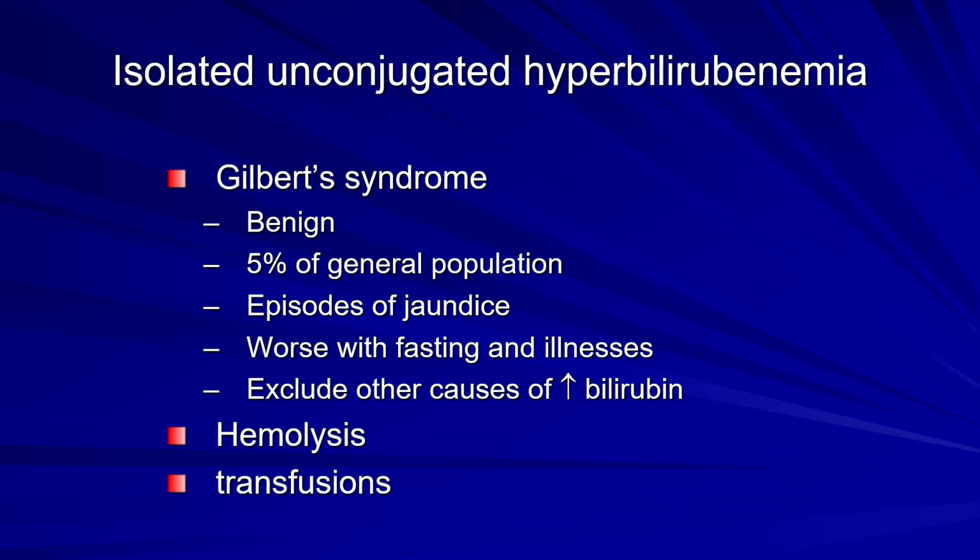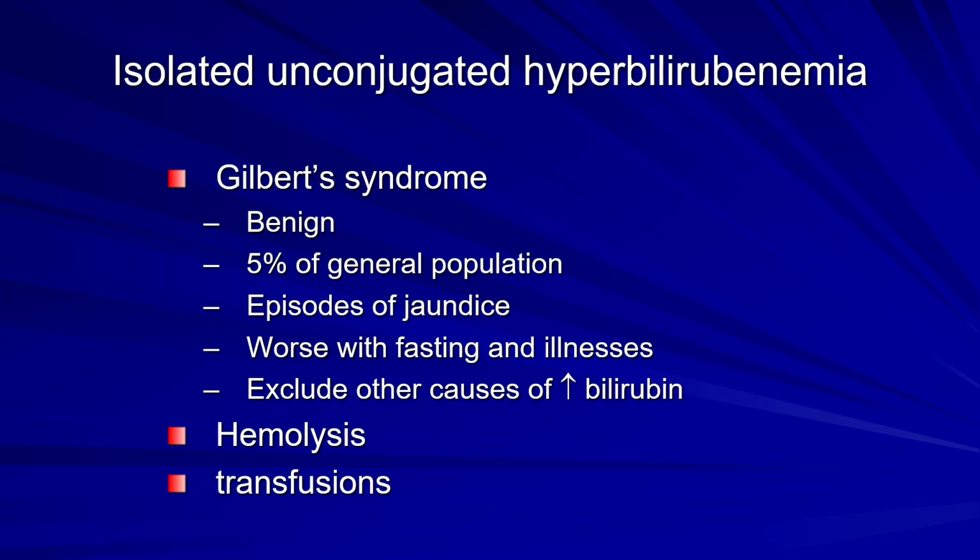Let me address isolated unconjugated hyperbilirubinemia. There are three examples here. The first one is Gilbert's syndrome, which is an inherited condition. It affects about 5% of people, and it is characterized by episodes of jaundice. And it gets worse with fasting and after viral illnesses. And all other liver functions and liver imaging are completely normal. And the prognosis is excellent. There is no effect on mortality in this case.